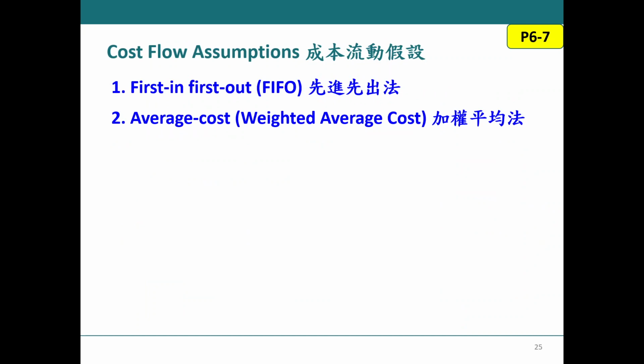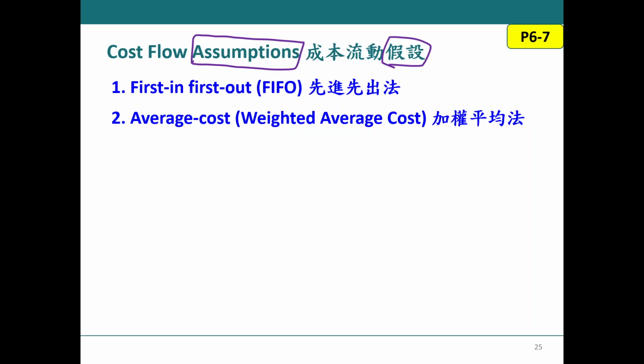Okay, these 2 methods, because in most cases, we don't know which one was sold. Since you don't know the true situation, what could we do? Make assumptions. We pretend something. So that's why I told you it is assumptions, 假设. This assumption, we assume which one was sold. We call it cost flow assumptions, 成本流动假设.